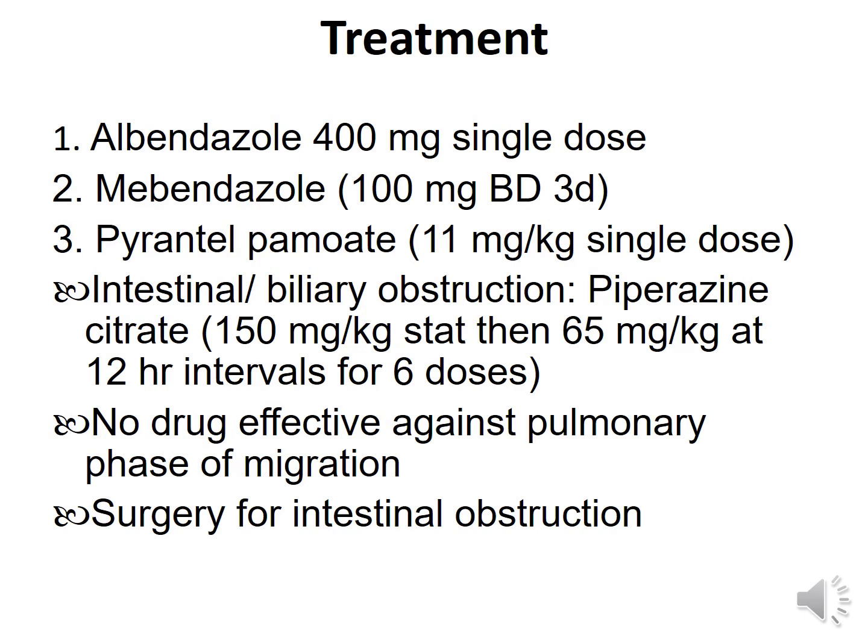Treatment is albendazole 400 mg single dose above 2 years, less than 2 years 200 mg single dose, that is half dose. Mebendazole is another drug you can use, 100 mg 2 times daily for 3 days. Pyrantel pamoate 11 mg per kg single dose can be used. If there is intestinal or biliary obstruction, then piperazine citrate is the drug of choice, 150 mg per kg stat, then you give 65 mg per kg at 12-hour intervals for 6 doses.